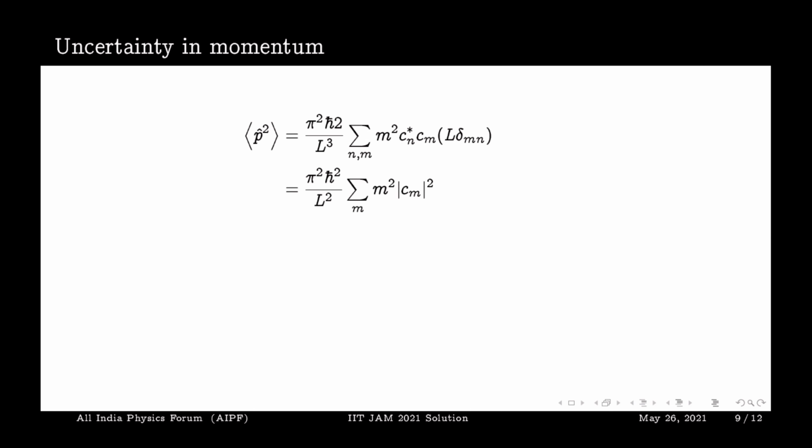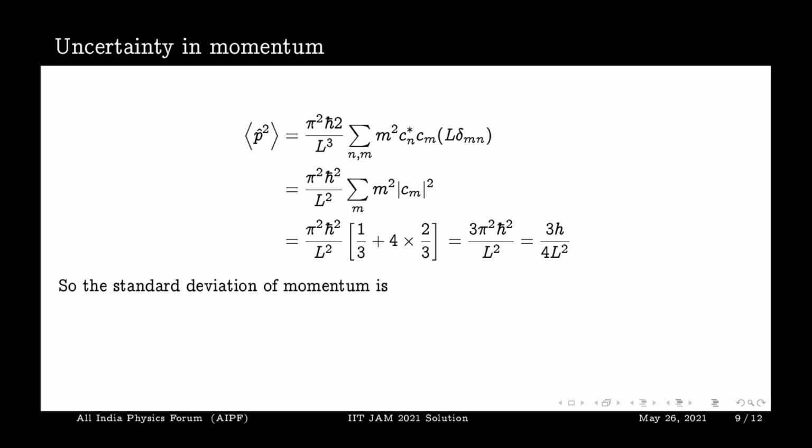When you kill one of the summations, you will get this term, and these Cm coefficients are given in your problem. Just put them in and you will easily get this term, and this will give you 3 pi square h cut square over L square. Put the value of h cut, which is h over 2 pi, and you will land with 3h square by 4 L square. So now it is very easy to calculate the standard deviation of the momentum, which is the uncertainty for it, and it will be simply square root of 3h over twice L, as the expectation of momentum is 0.